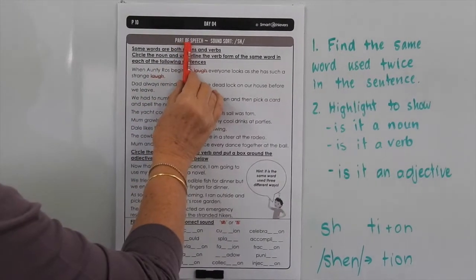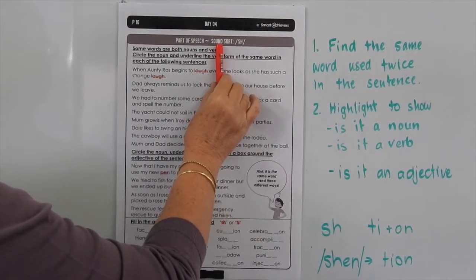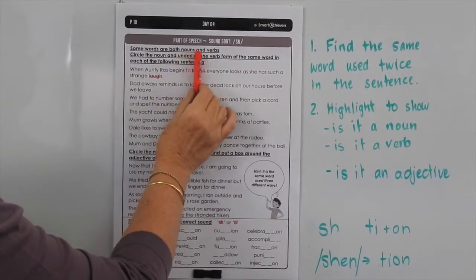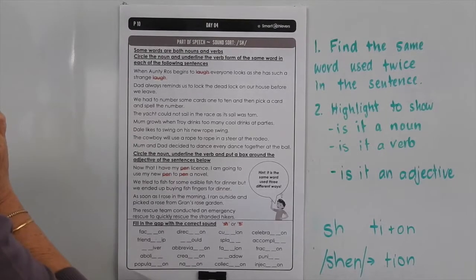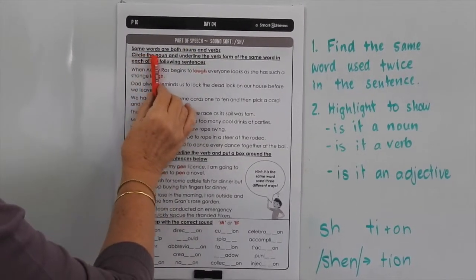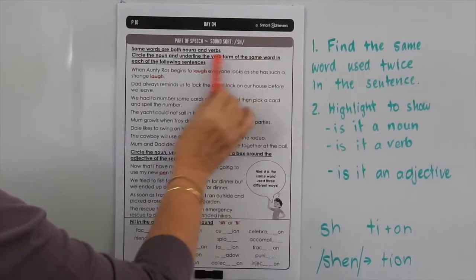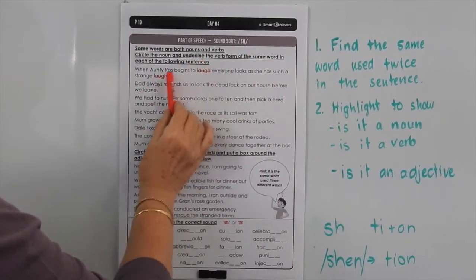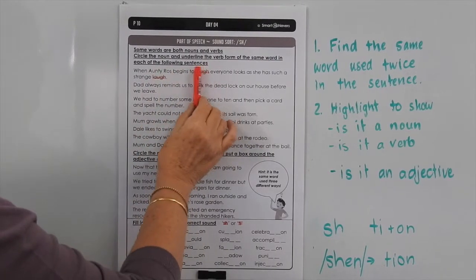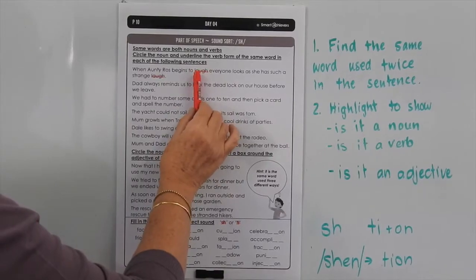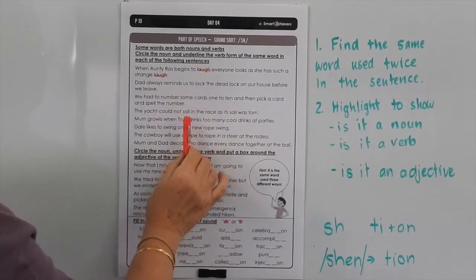Today we're looking at parts of speech, and we've got a sound sort for sh down the bottom. So some words are both nouns and verbs. They can be used in either form. So circle the noun and underline the verb form of the same word in each of the following sentences. So you may want to go through and find that word that's repeated in each sentence, and then go back and work out which is the noun and which is the verb.